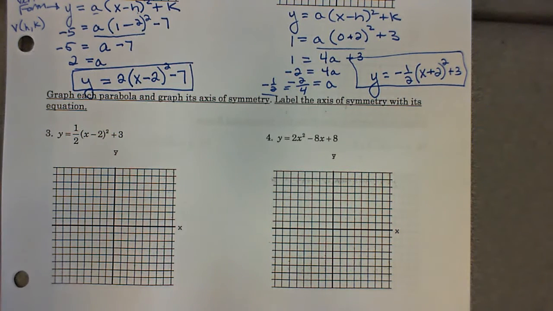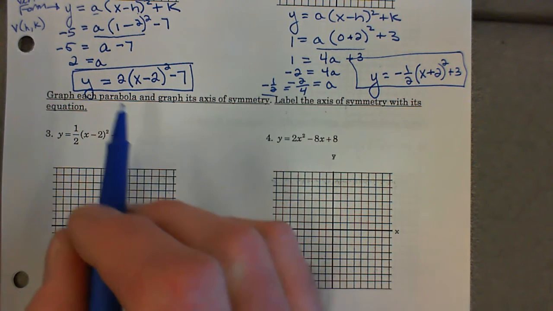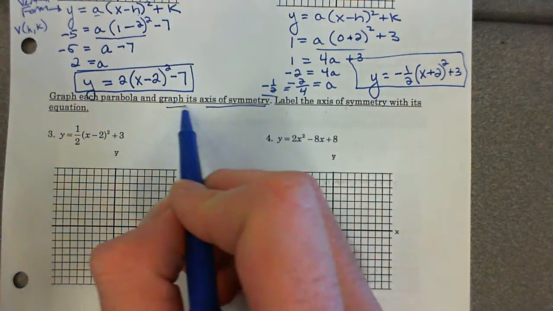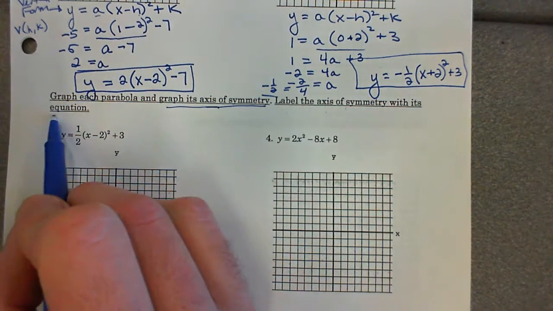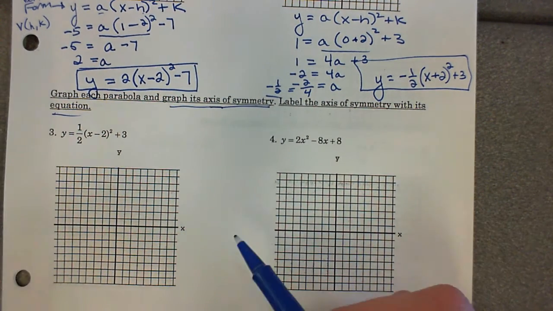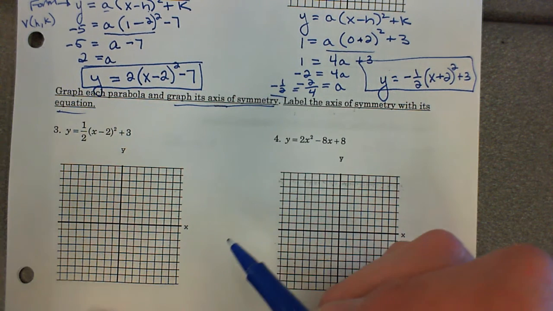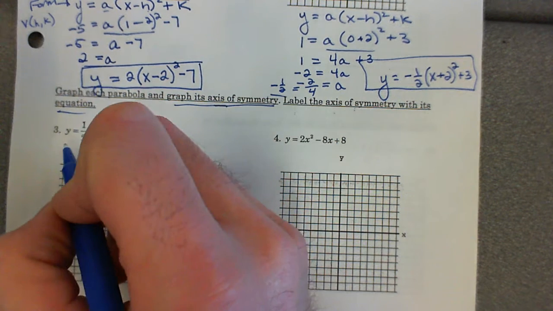Okay, on questions 3 and 4. Here we're asked to graph the parabola and graph its axis of symmetry and label the axis of symmetry with its equation. So let's show you how to do this both the long way and with the calculator.